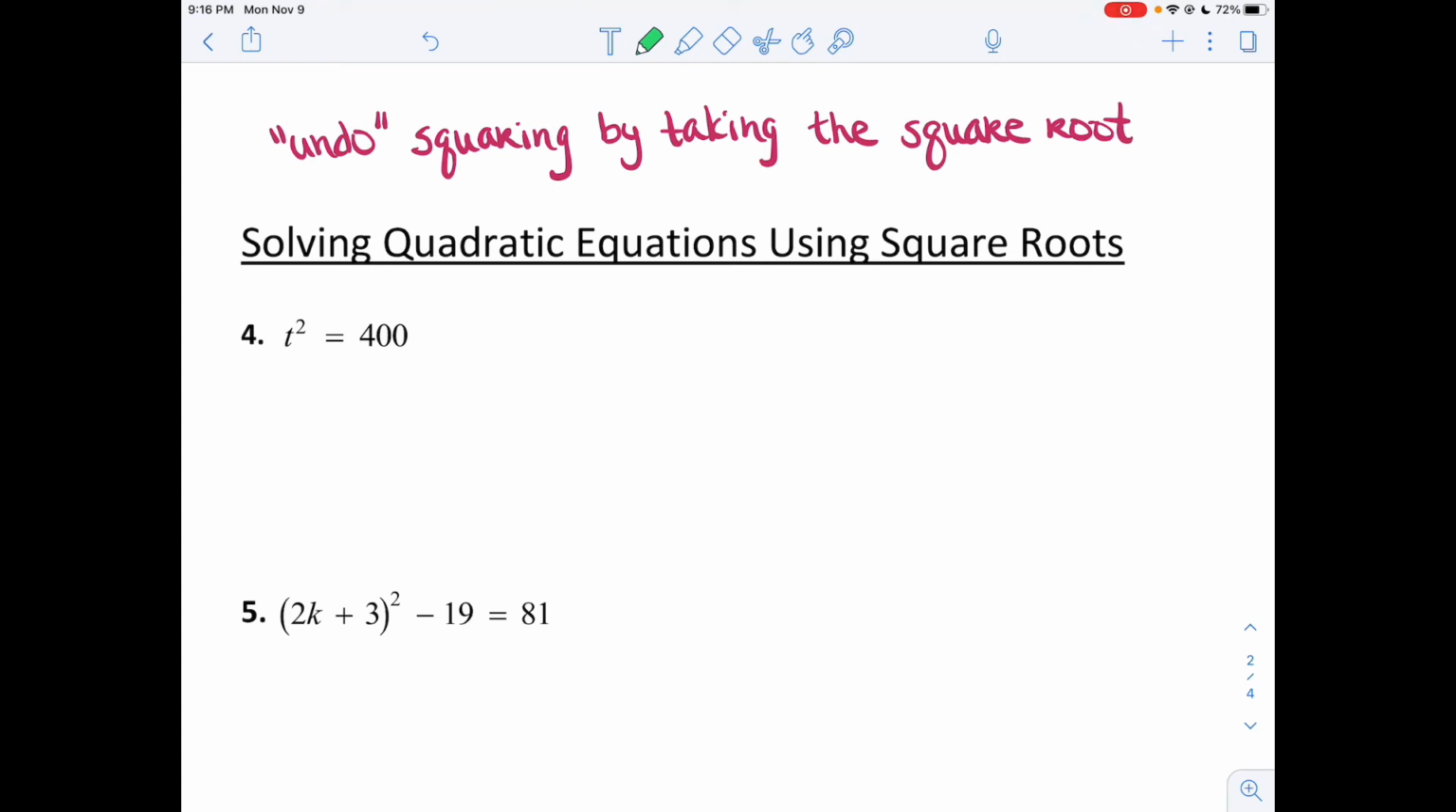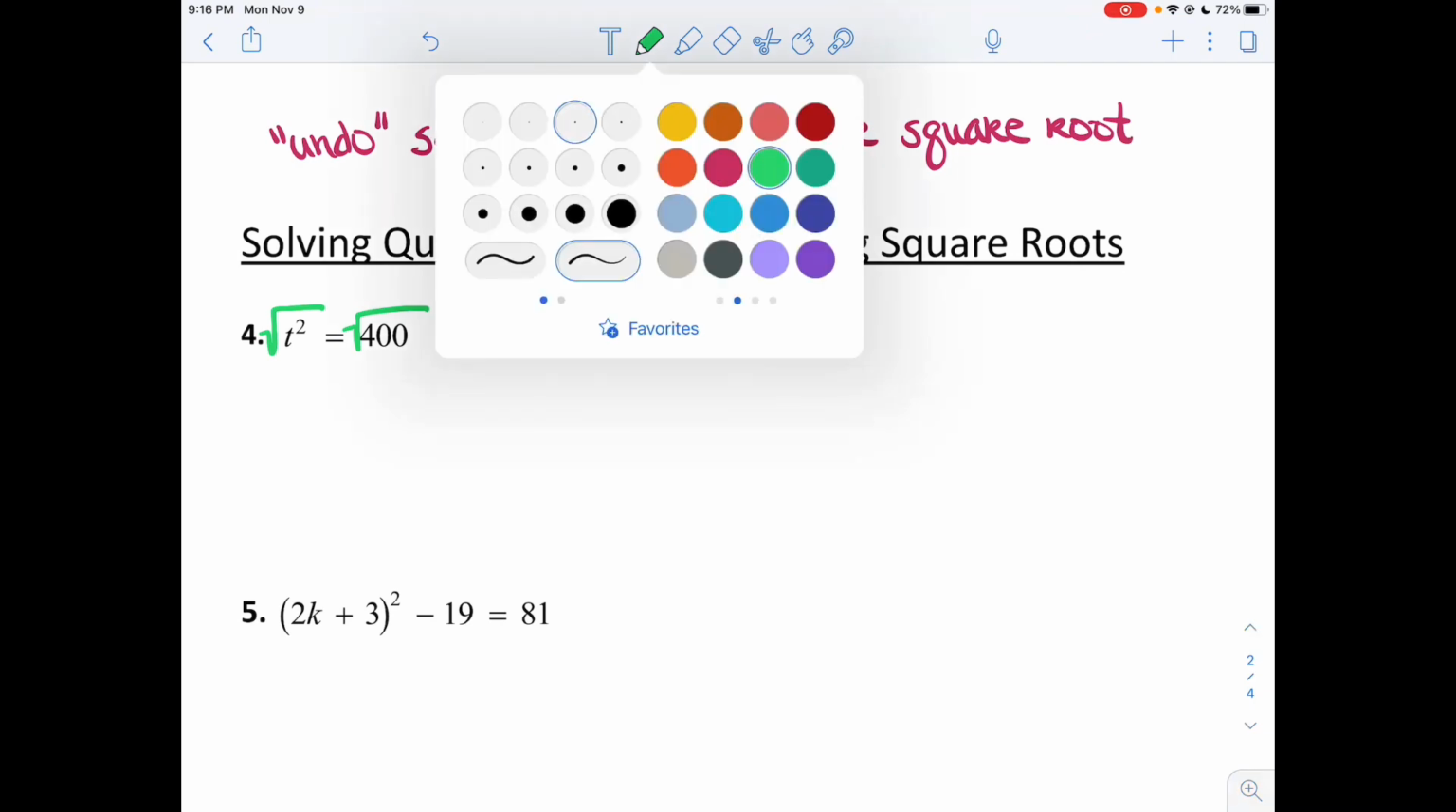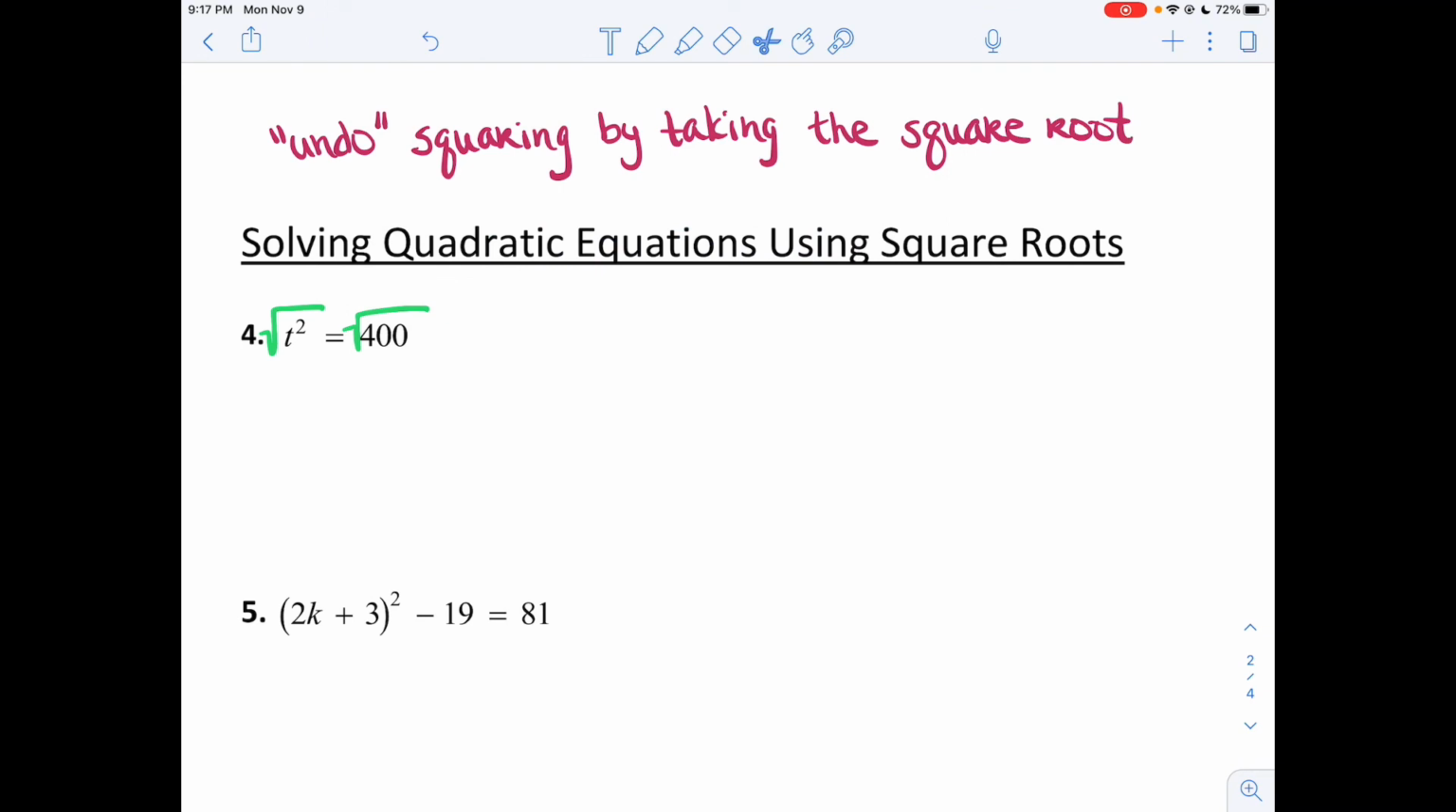So if I want to solve t squared is equal to 400, I'm going to take the square root of t squared in order to get the squared part to cancel and be left with t. But if I do that to one side of the equation, I need to also do it to the other side.